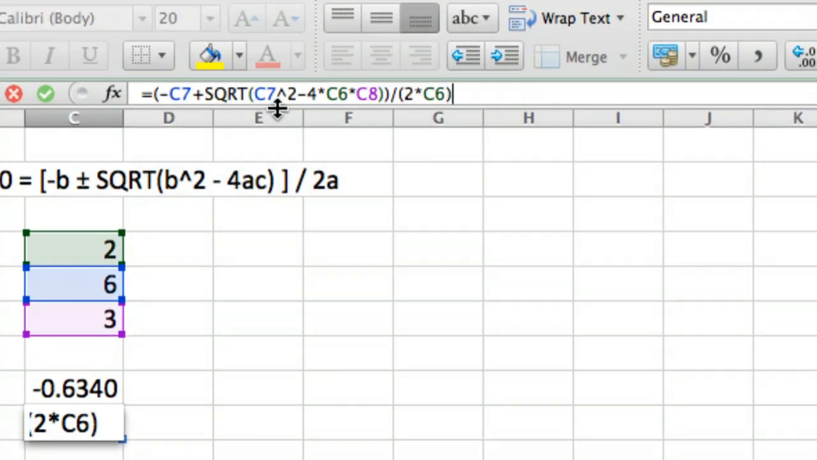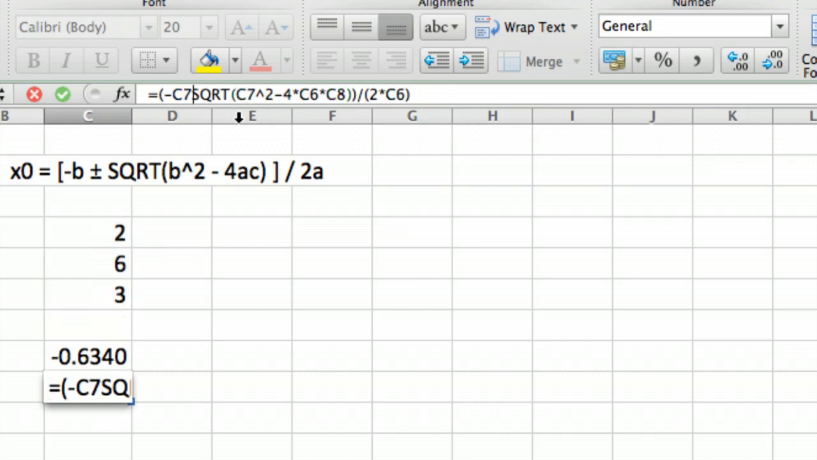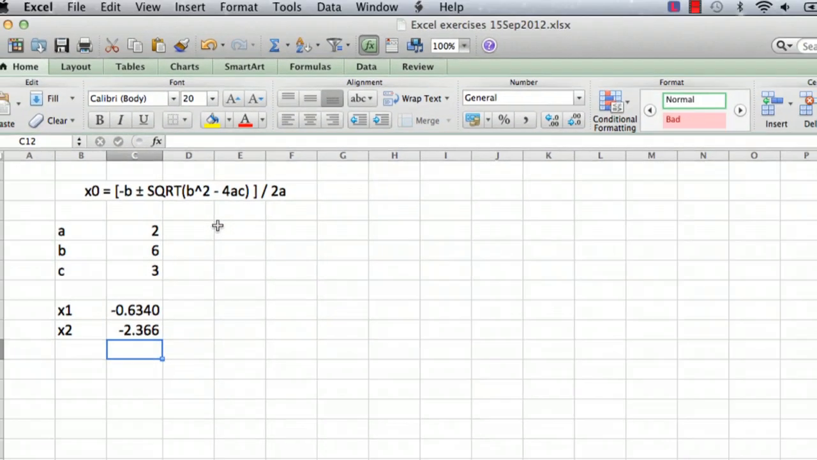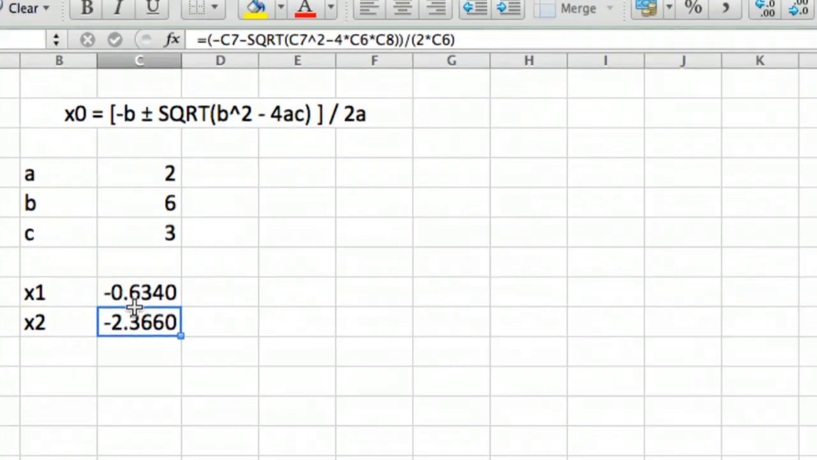And all we need to do is change this. The plus or minus was between the minus b and the square root. So right here, this plus sign, we're going to change to a minus sign. And we're going to hit return. There we go. And there's our second root. It's 2.366. And I always like to have the same number of significant digits after the decimal point. It's just good practice. So anyway, there's our second root.